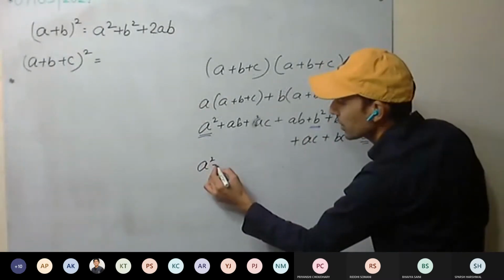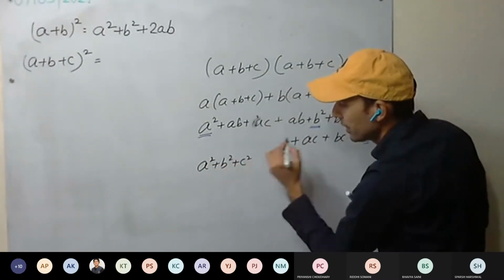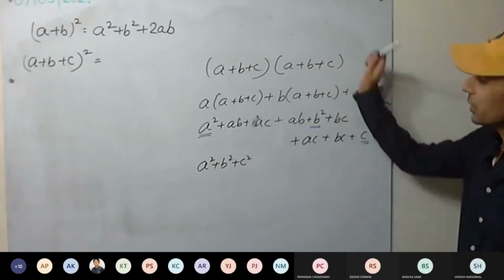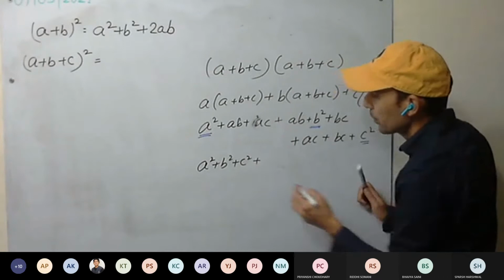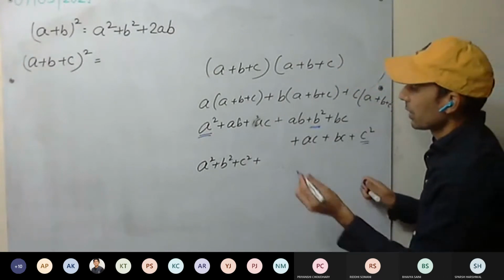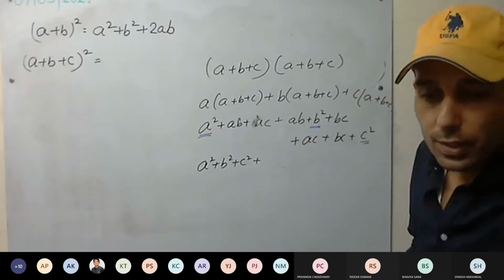What am I going to get? A square plus B square plus C square. If you don't remember any identity, go with the basics. Okay, next one, plus. Okay, we use different colors.